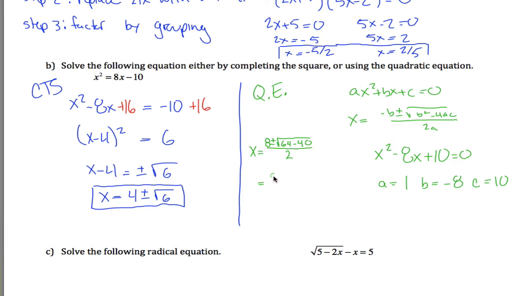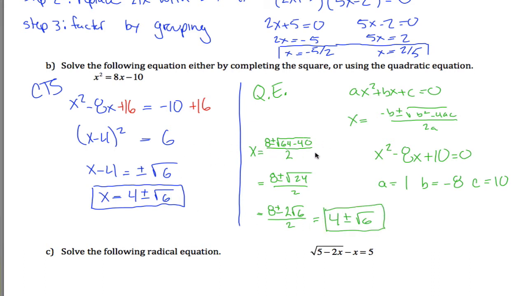And if I simplify that a little bit, I get 8 plus or minus the square root of 24 over 2. The square root of 24 is the same as the square root of 4 times the square root of 6, but the square root of 4 is just 2. So the square root of 24 is the same as 2 root 6. I have two terms up in the top, the 8 and the 2 root 6. I can factor out a 2 from both of those and cancel it with a 2 on the bottom, and what I'll be left with is 4 plus or minus root 6. Sure enough, the same thing I got over here.